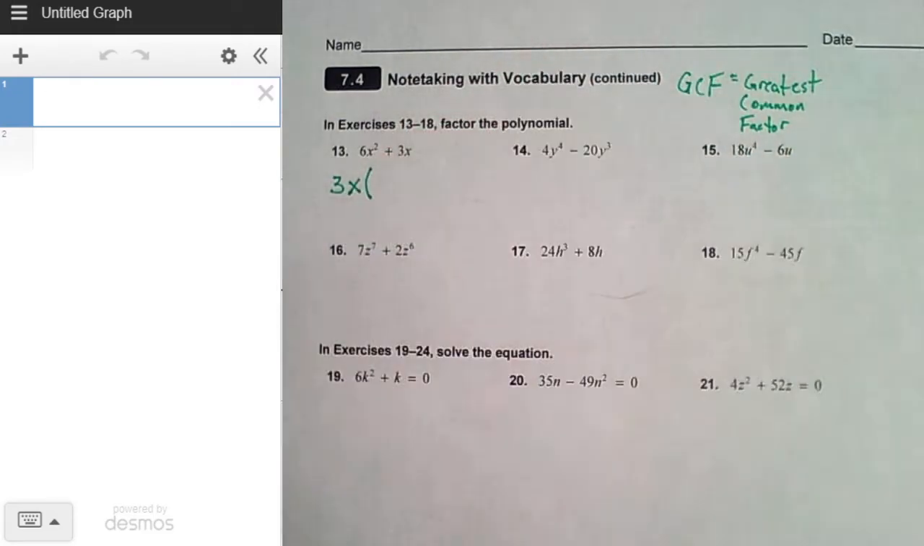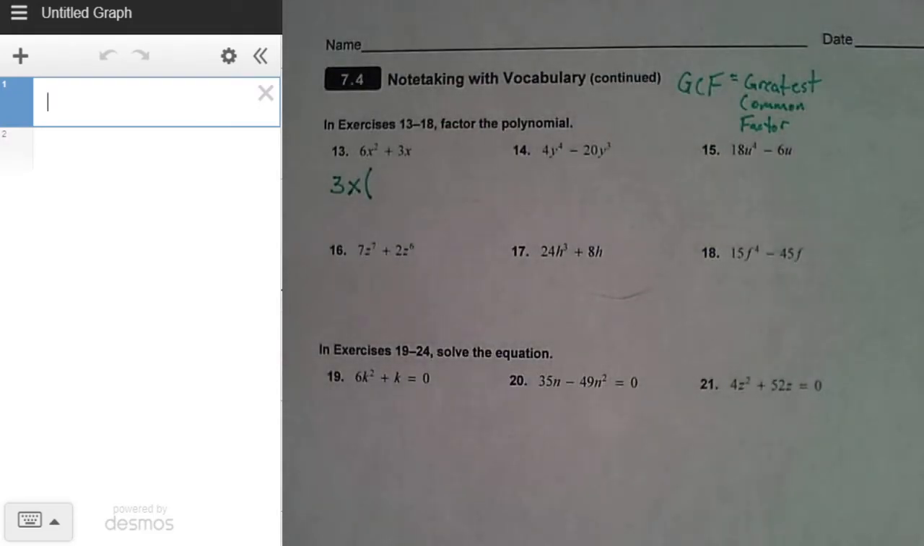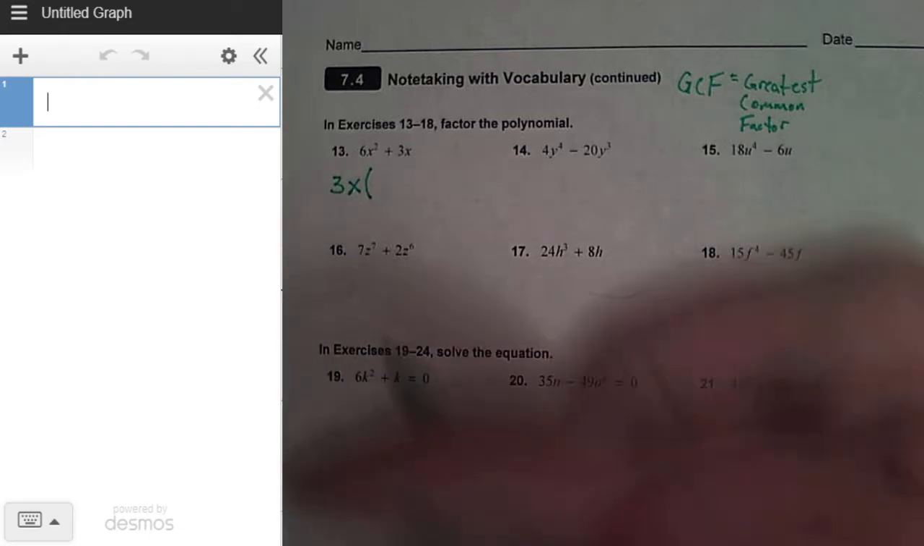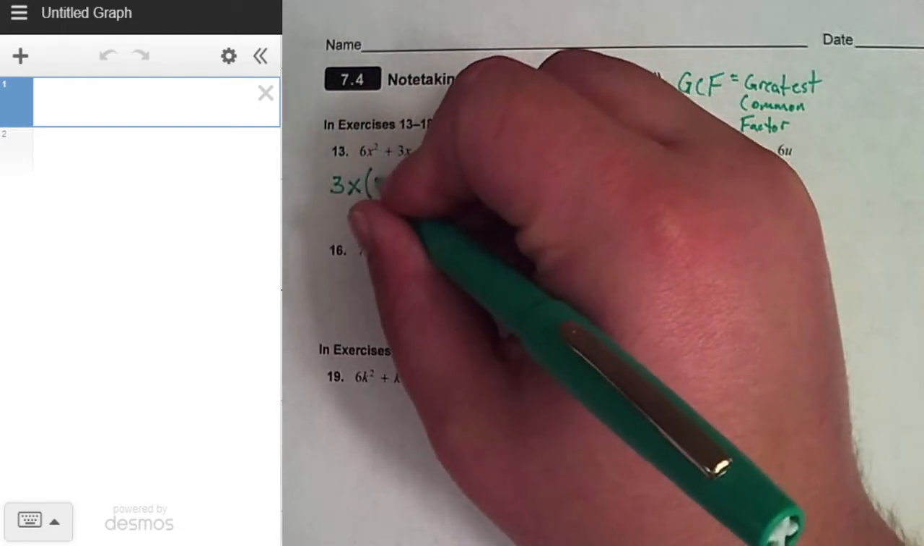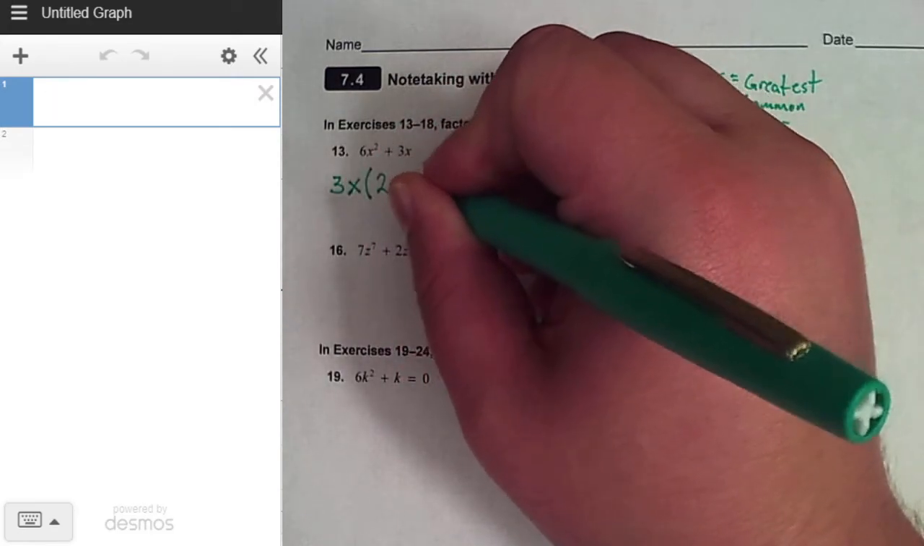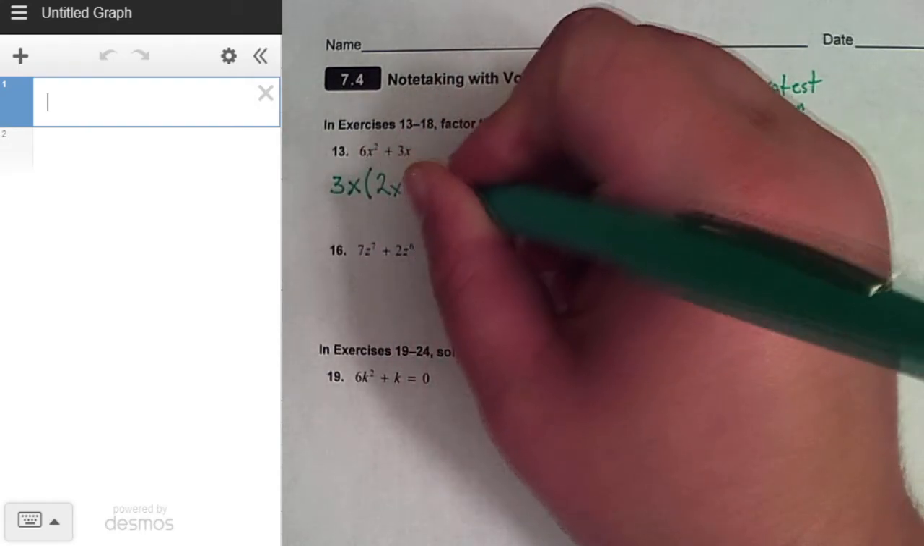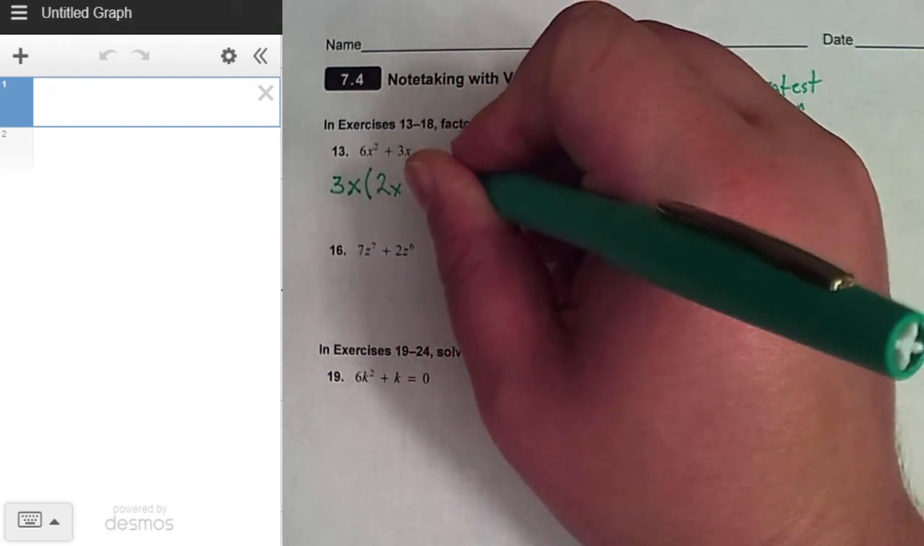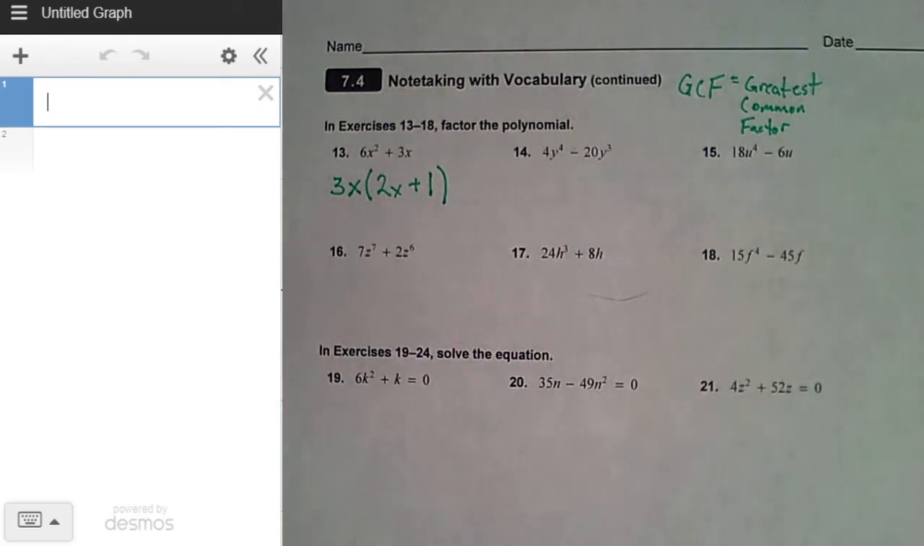So then we are doing the inverse of what is being multiplied. So we're going to divide 6x squared by 3x. And so 3x times 2x is 6x squared. And then 3x times what is 3x? Well, that would be times 1. And right there, we have our factored form of those two terms.